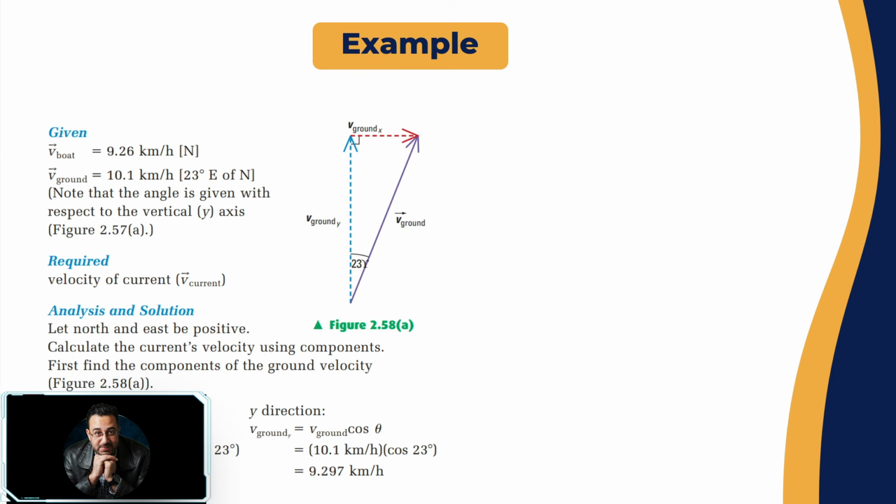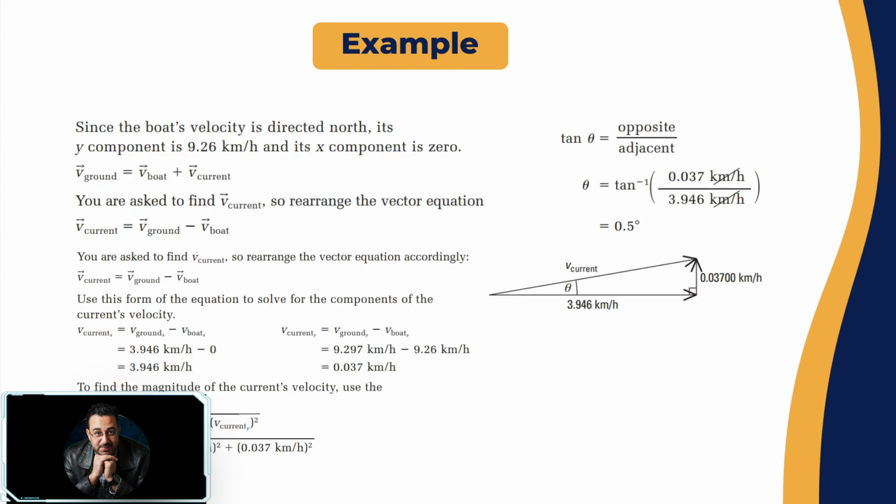Now let's do the X direction analysis. The V ground X would be V ground sine theta, V ground Y would be V ground cosine theta, 3.94 for V ground X and 9.29 for V ground Y. So the boat in this case is moving north, so its Y component is 9.26 kilometers per hour, but the X component is 0. There is no X component for the boat velocity.